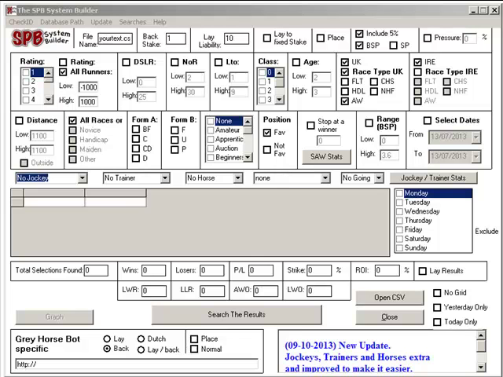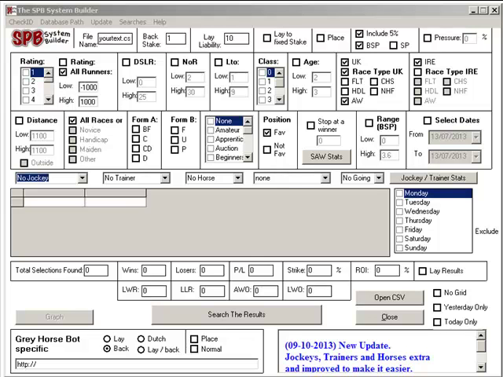The second reason is the courses are very similar in a lot of ways. Alright, they're not totally alike and the surfaces can be slightly different, but generally you're dealing with the same type of course. And thirdly, you'll probably find a number of jockeys and trainers use those courses. And so it tends to be a little bit easier to analyse.